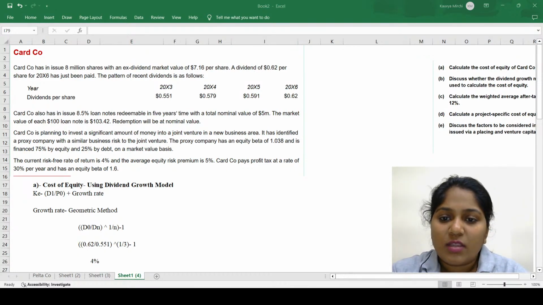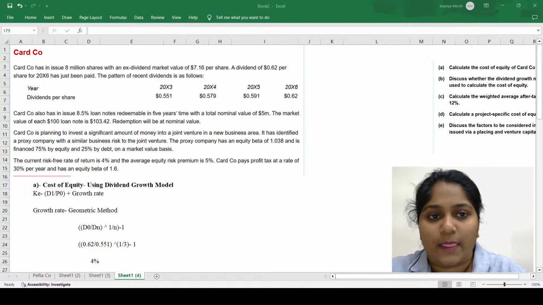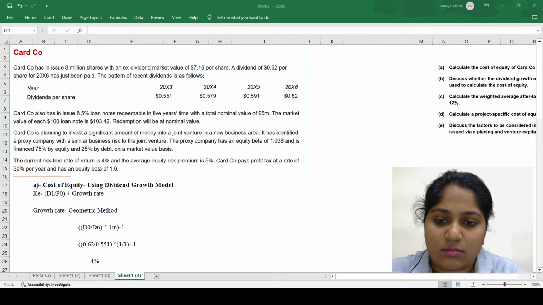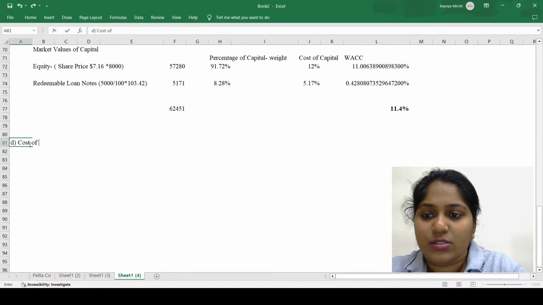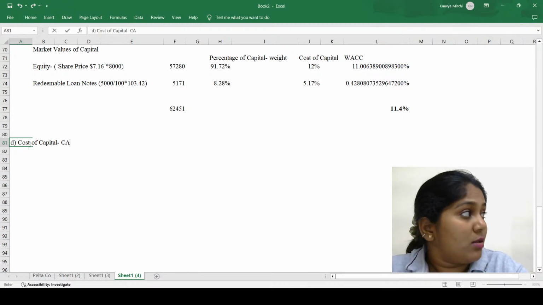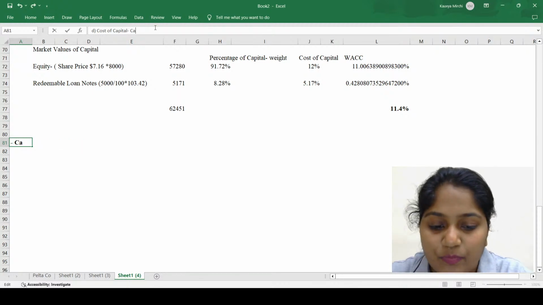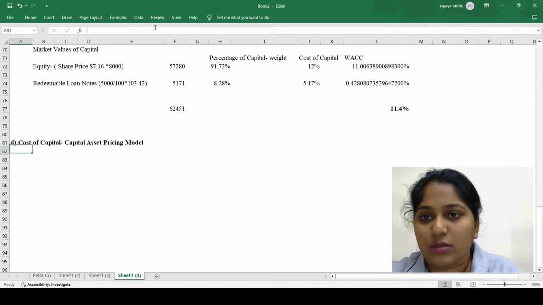They have given, I'm sorry, I thought they have not given. 1.6 is their beta. Understand, guys, if you know the formula for asset beta, first we have to find out asset beta and this capital. So let me go for it. Let's go to the requirement. Cost of capital using capital asset pricing model. Do not write CAPM. Okay, I'll change it. You guys don't write CAPM, please. Capital asset pricing model.